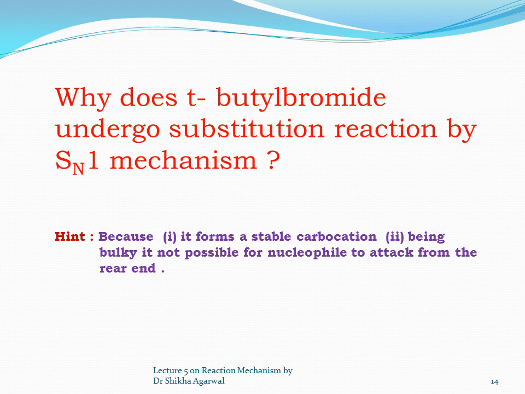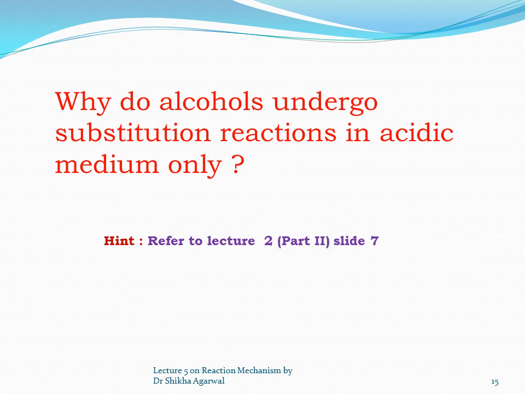Then why does tertiary butyl bromide undergo substitution reaction by SN1 mechanism? This has also been explained earlier. There are two major reasons. One is that tertiary butyl carbocation is a stable carbocation. Hence, it occurs in a two-step process, that is by SN1 mechanism. And second is that the nucleophile cannot attack from the backside because this is a bulky group.